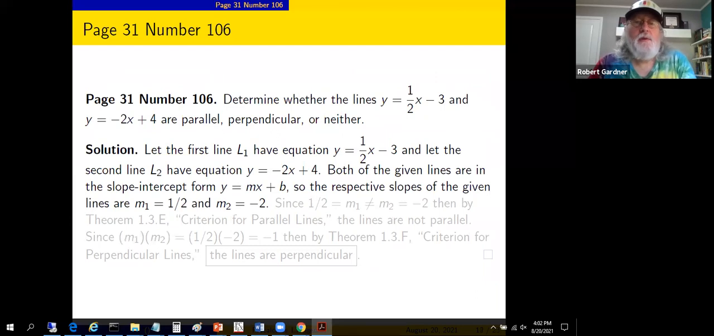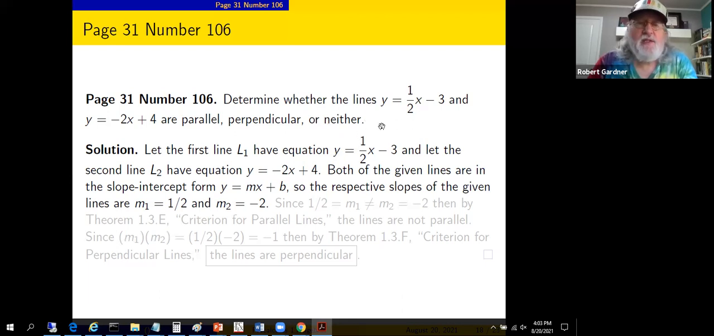Another one asks us, determine whether the lines y equals 1/2 x minus 3 and y equals -2x plus 4 are parallel, perpendicular, or neither. I claim it's pretty easy. We need to find the slopes of both of these lines. And we need to see if those slopes are the same for parallel, negative reciprocals of each other for perpendicular, or none of the above.